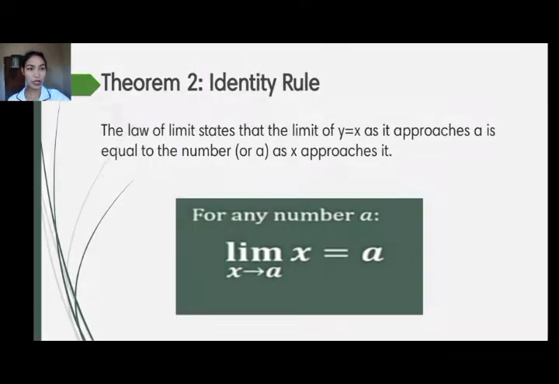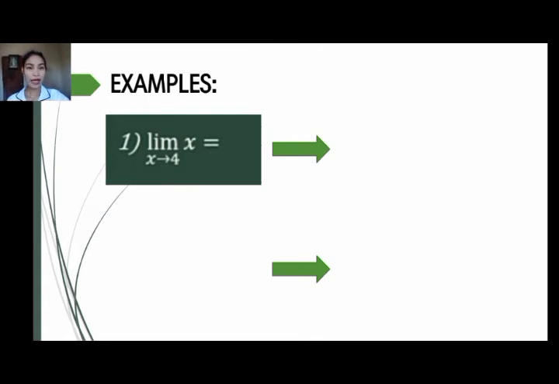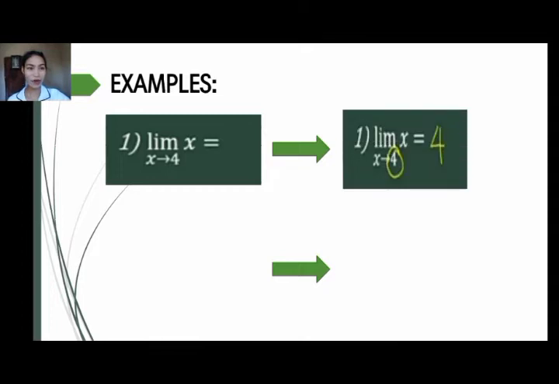So for more application, here is our example number 1. The limit of x as x approaches 4. In this function, we have x as our f of x, our function, and the value of x is approaching 4. Therefore, by using the identity rule, the limit of x as x approaches 4 is equal to 4. We just have to look at where x is approaching, and in this case, it is 4. Hence, that is our limit.